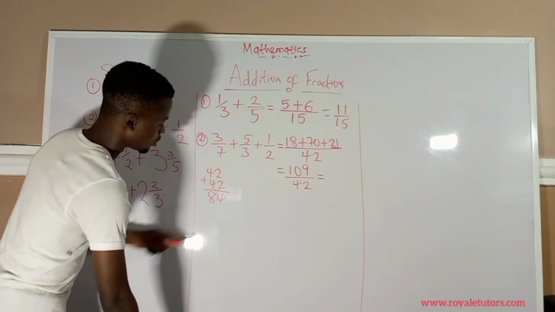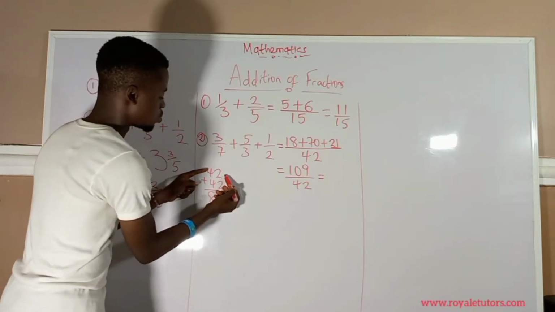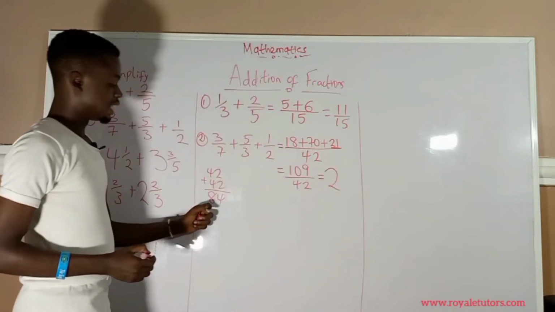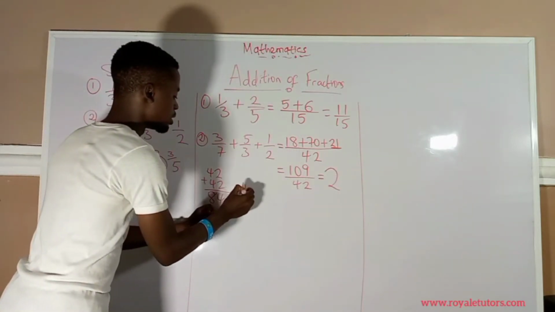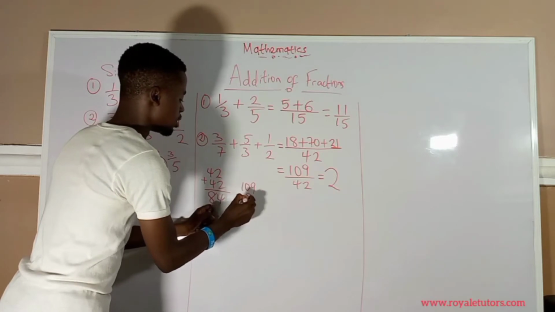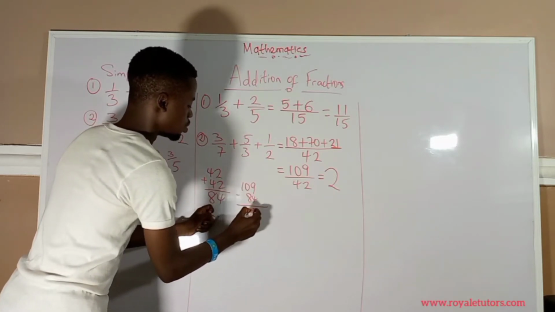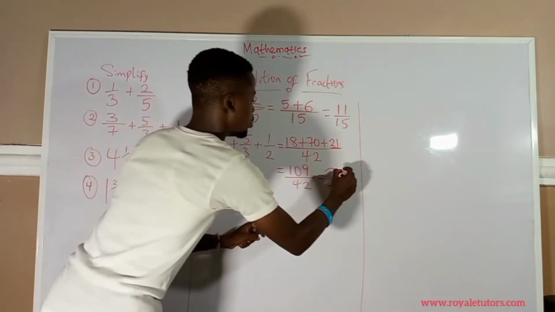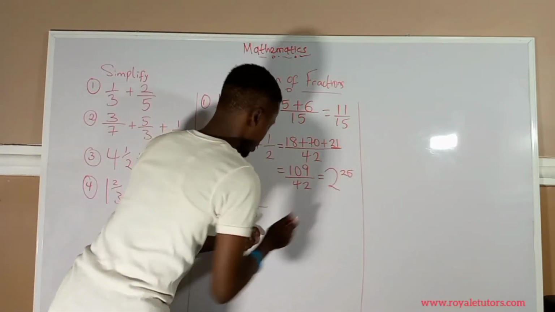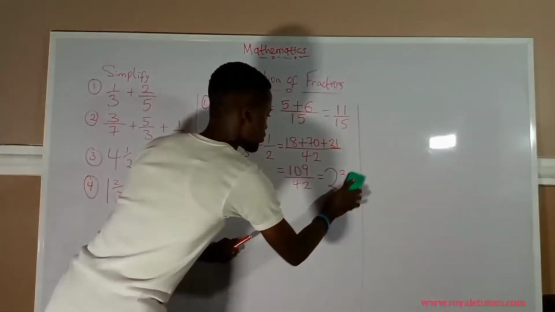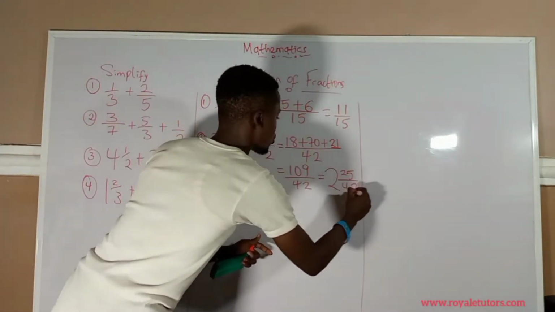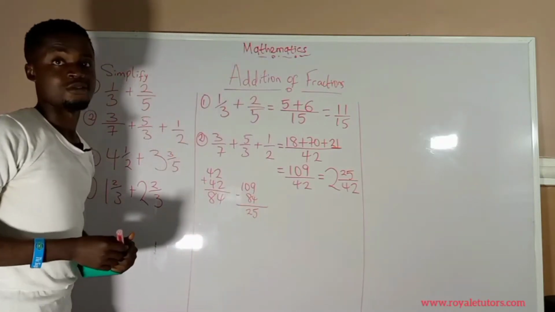You stop here. So how many times did you add 42? 1, 2. That's two whole numbers. But the answer is 84, so you go and do 109 minus 84. It is going to be 25. That is the remainder. That will be the remainder over 42. So that's two whole number, 25 over 42.